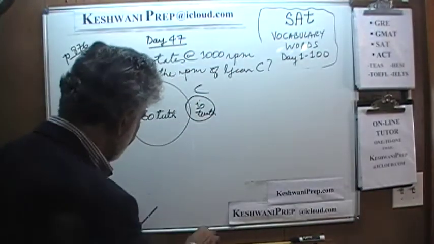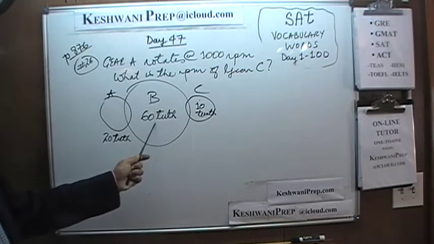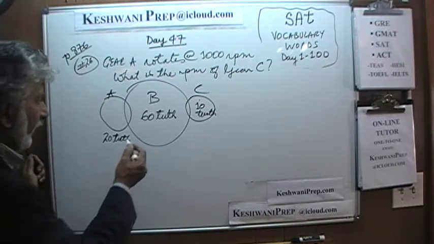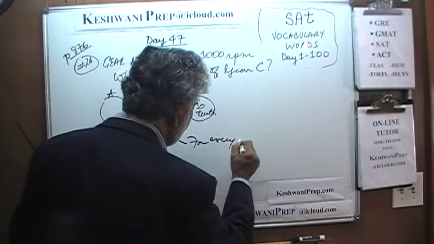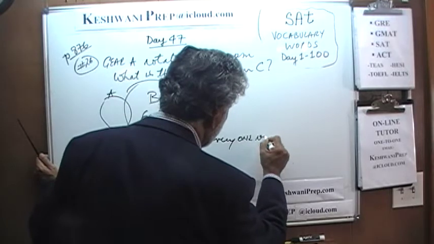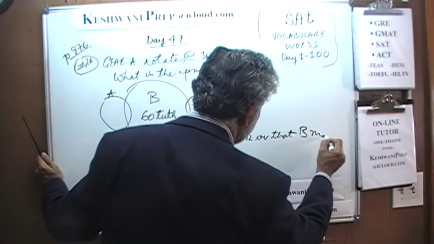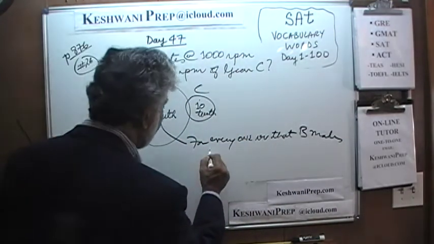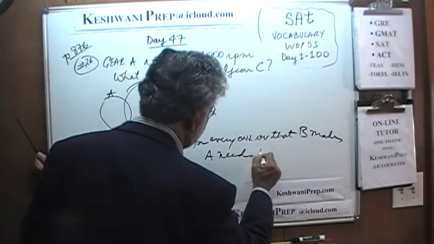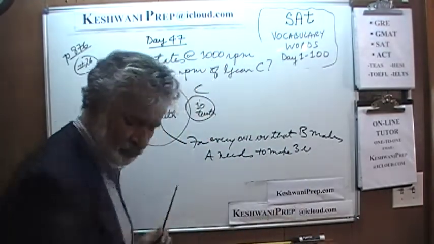So what happens is that, because this one has 60 teeth, what that means is that for every one revolution that B makes, A needs to make three revolutions.